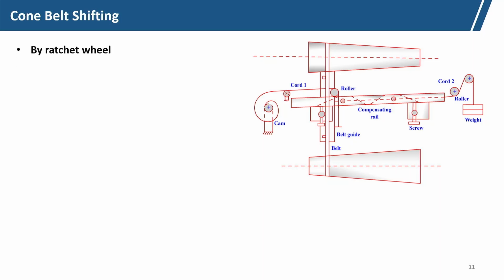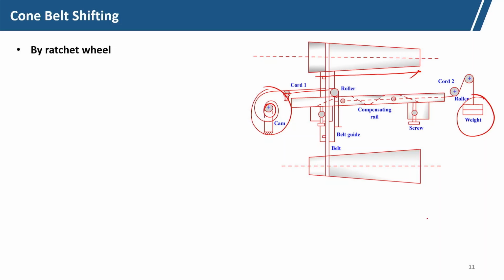Now, this is the ratchet wheel, and here this is a cam, and a cord is attached, and here this is the weight. Now, if there is no restriction, what will happen? The ratchet or cam will have free movement. So, this belt will simply shift from left to right. So, there will not be any control.